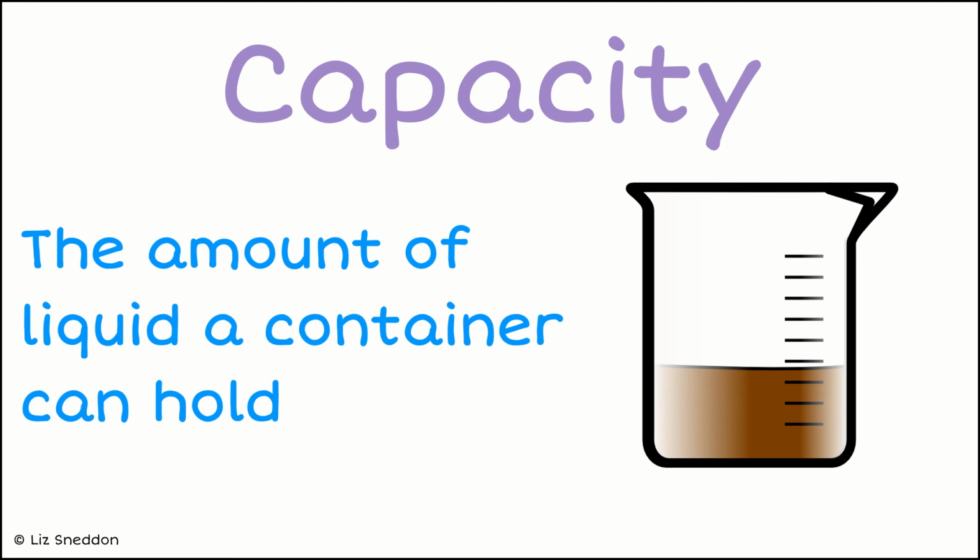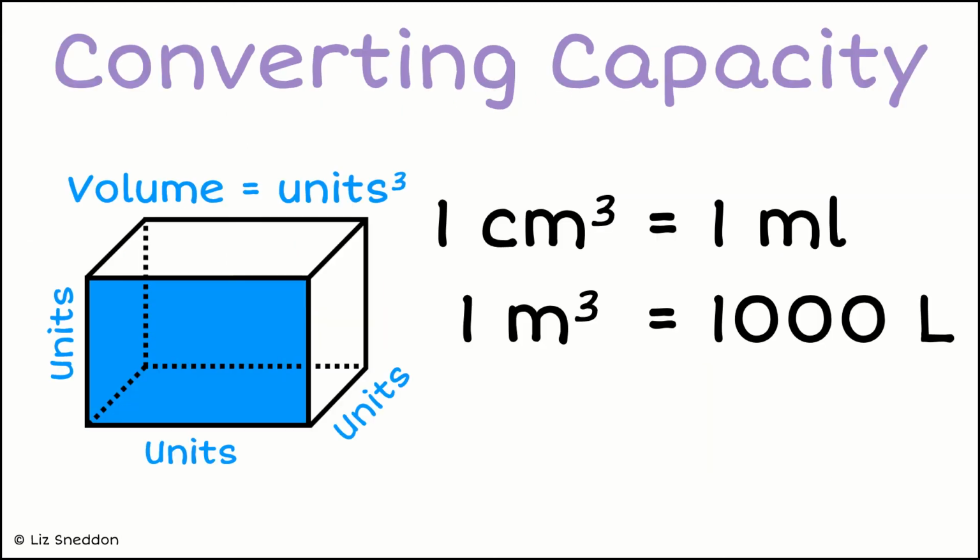So the capacity, as a reminder, is the amount of liquid a container can hold. So often we will measure capacity in millilitres, litres, and so on. So when I want to convert capacity, here's a couple of conversions that I need to know. I need to know that if I have 1 centimetre cubed, then that's equivalent or equal to 1 millilitre. And 1 cubic metre is equal to 1,000 litres.